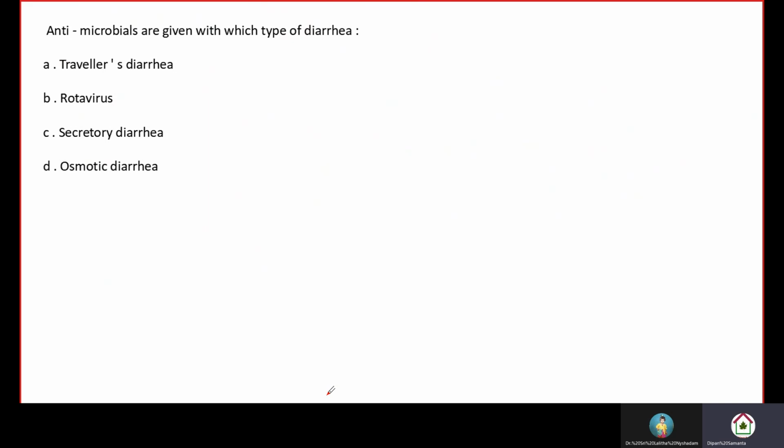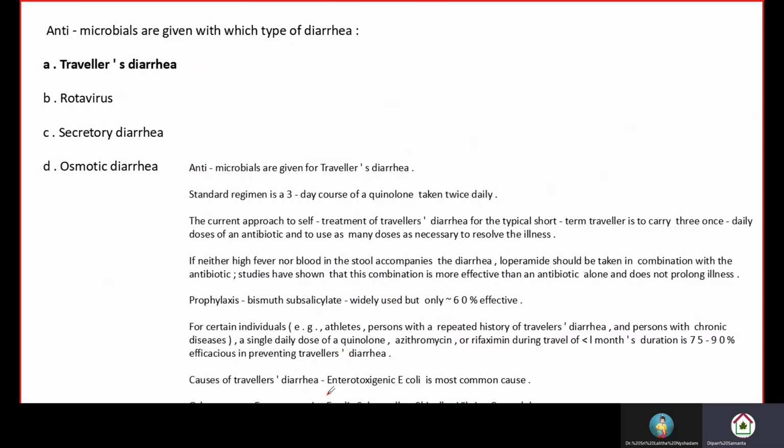Antimicrobials are given with which type of diarrhea? Travelers diarrhea, rotavirus diarrhea, secretory diarrhea, or osmotic diarrhea? And the answer is travelers diarrhea. Antimicrobials are given for travelers diarrhea. The standard regimen is a 3-day course of quinolone taken twice daily. So what is the regimen for travelers diarrhea?